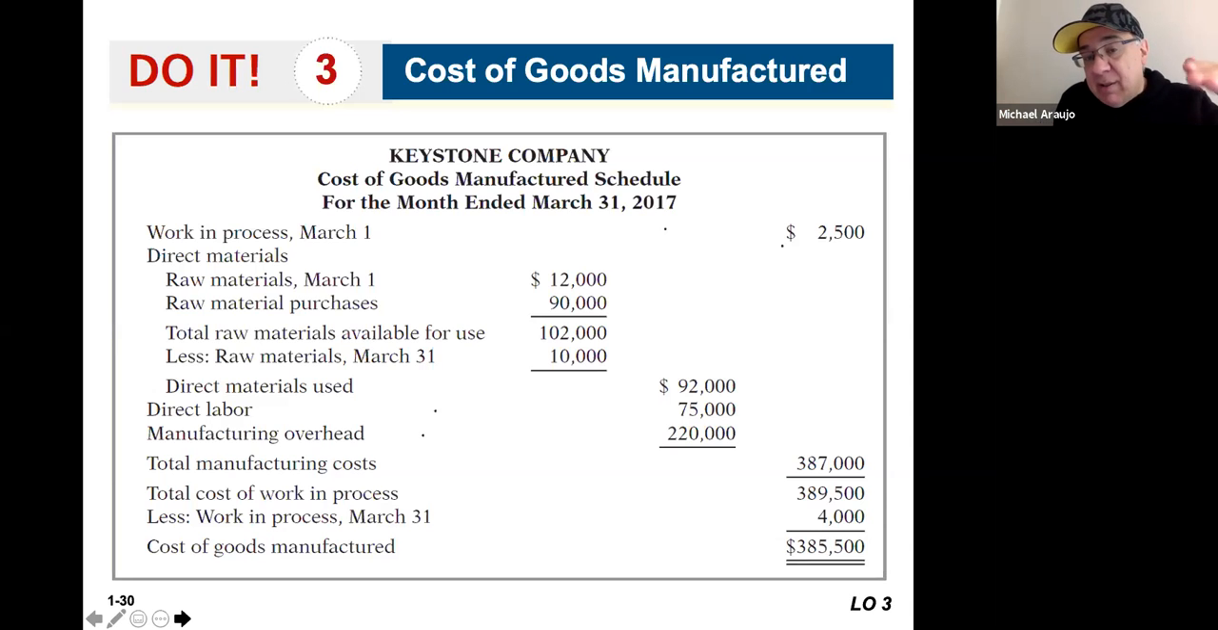So this cost of goods manufactured schedule is an important schedule to know for this chapter, and it is the most time-consuming thing to put together in this chapter. But it's not terrible. Time-consuming? Yes. Terrible? No.